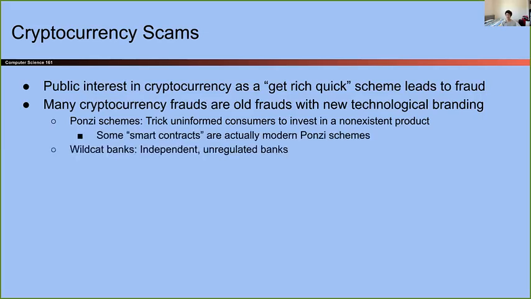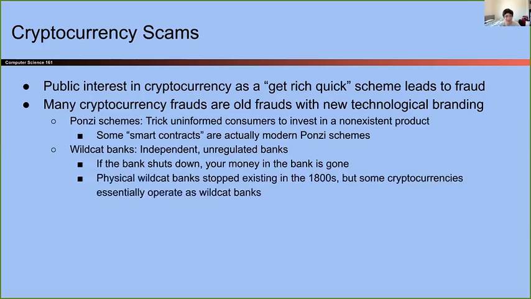There's wildcat banks. So banks that don't use the federal government and just use their own money. If your bank shuts down, your money is gone forever. And in the cryptocurrency scene, if your cryptocurrency bank decides to just shut down and take all of your money, there's no way to avoid that. Wildcat banks used to exist in the 1800s, but they were legislated out of existence. And now that cryptocurrencies are a thing, this exists again.